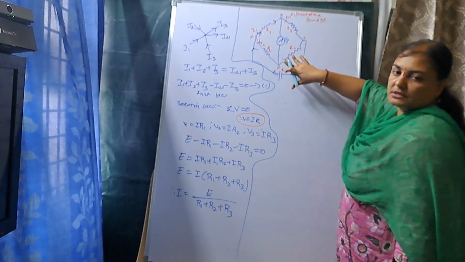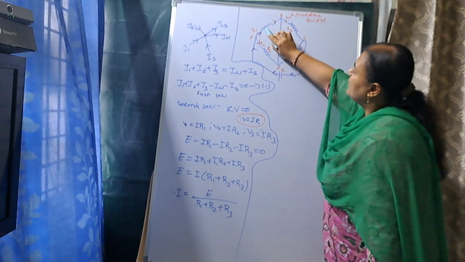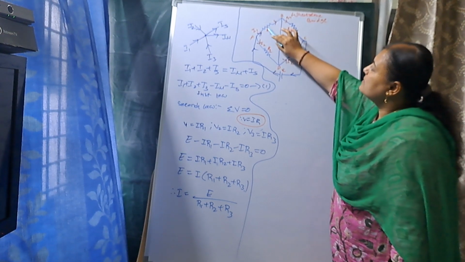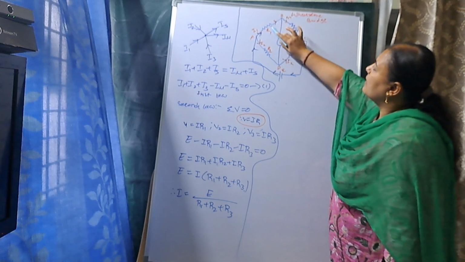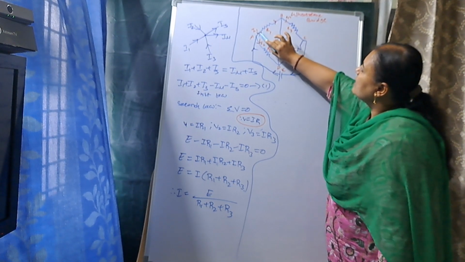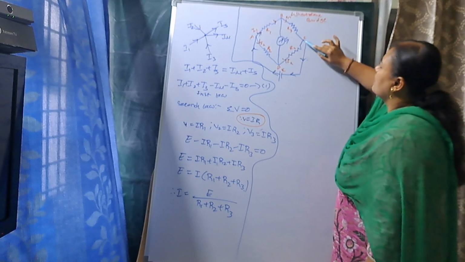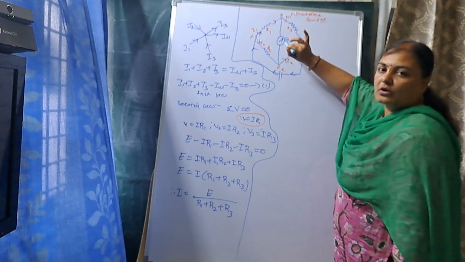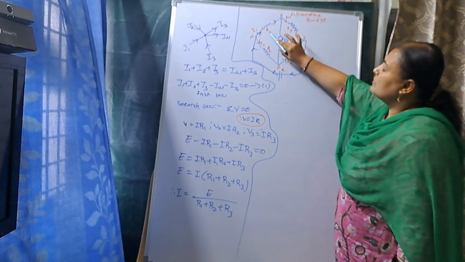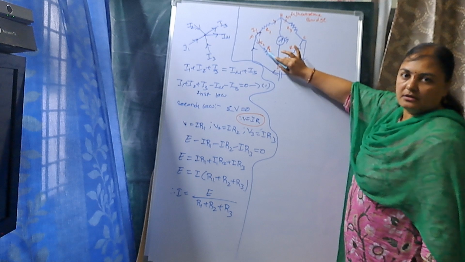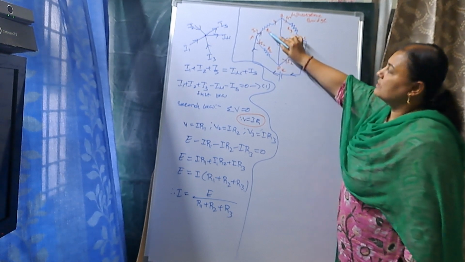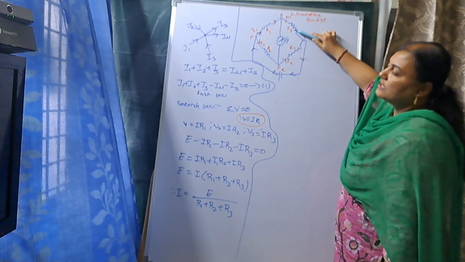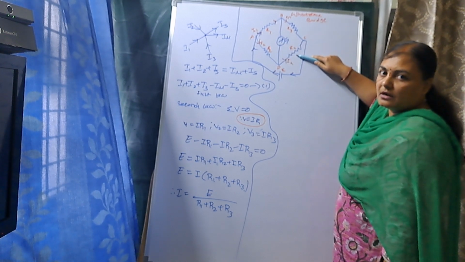These are all current connections. This symbol, I hope you know, is the resistor symbol. There are 4 connections here: A to B one connection, B to C one connection, C to D one connection, and D to A one more connection. Every connection has one resistor. In the first connection the resistor is R1, in the second connection the resistor is R2, in the third connection the resistor is R3, and in the fourth connection the resistor is R4.